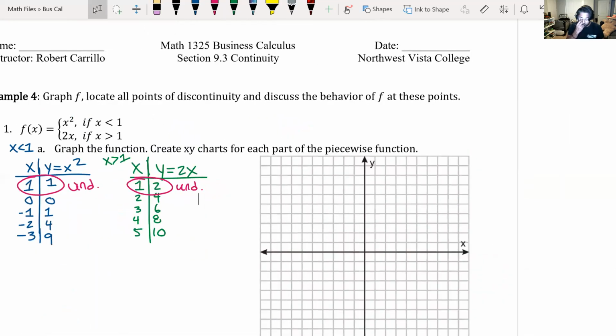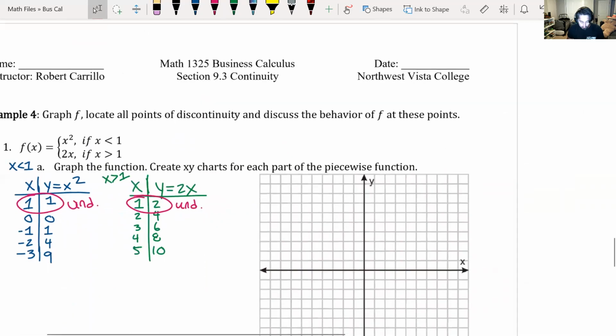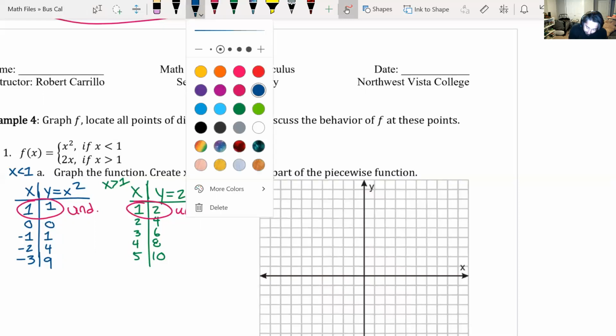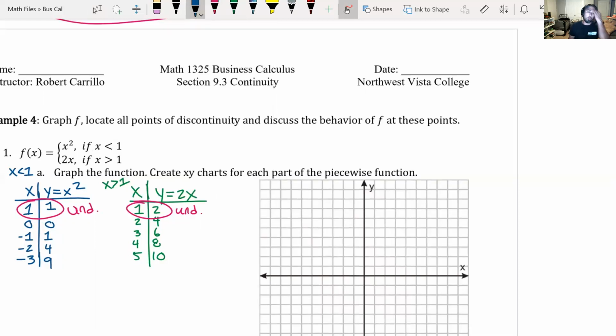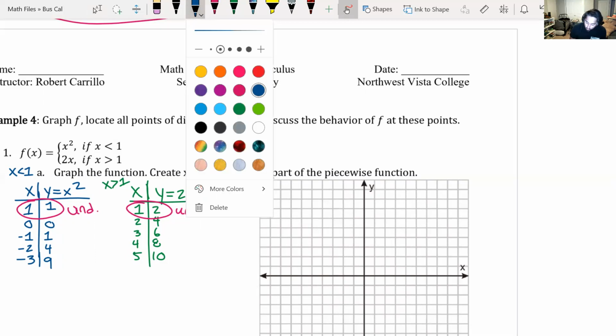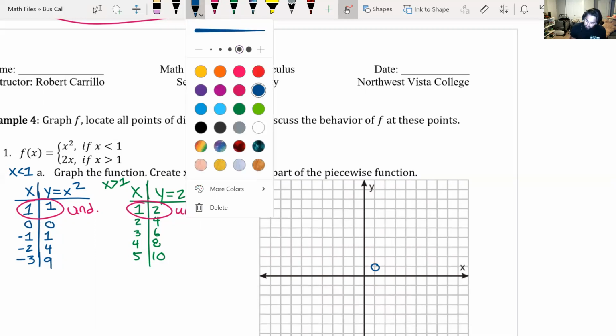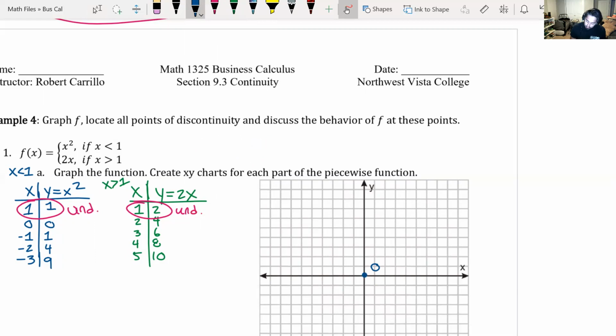So let's get to graphing. Let's see. Okay, we'll graph the blue function first. And make that a little bigger. Okay. So at 1, 1, I have an open circle. Actually, I should make this smaller. 1, 1 will be an open circle. And then 0, 0, negative 1, 1, negative 2, 4, and negative 3, 9. So here's what my first function looks like.